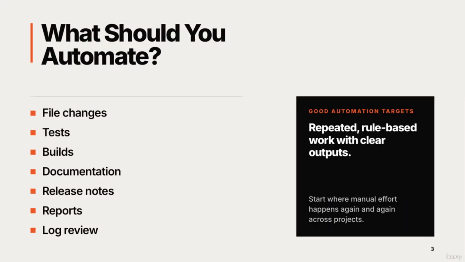When deciding what to automate, it's essential to focus on tasks that are repeated frequently and follow clear, rule-based processes. These are the best candidates for automation because they happen over and over, often taking up a lot of manual effort. For example, activities like file changes, running tests, creating builds, updating documentation, preparing release notes, generating reports, and reviewing logs are all prime targets. By automating these kinds of repetitive tasks, you not only save time, but also reduce the chance of human error, making your workflow much more efficient. Starting with these areas allows you to leverage automation where it will have the biggest impact.